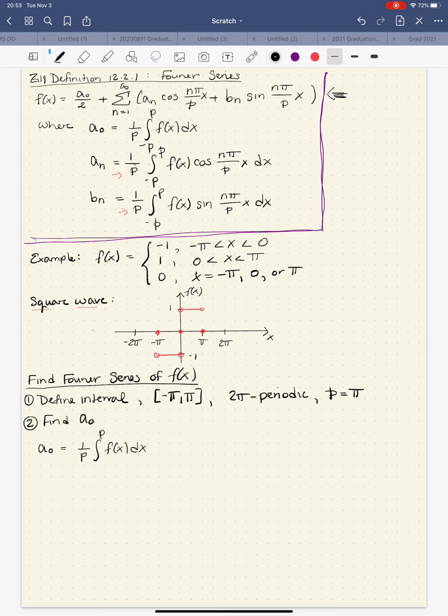Now we know that p is equal to pi. Because this function is piecewise, I erased the negative p. What we need to do is break up this integral from negative p to p into 2 integrals, so that we can add them up, and that's how integrals actually work. So we're going to break it up into 2 integrals.